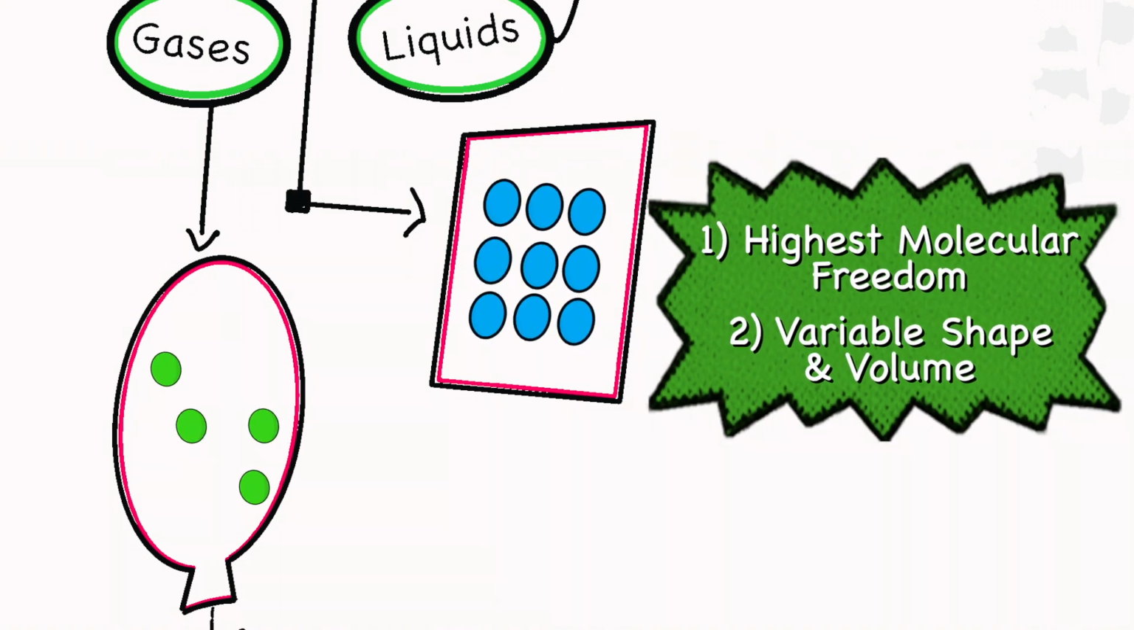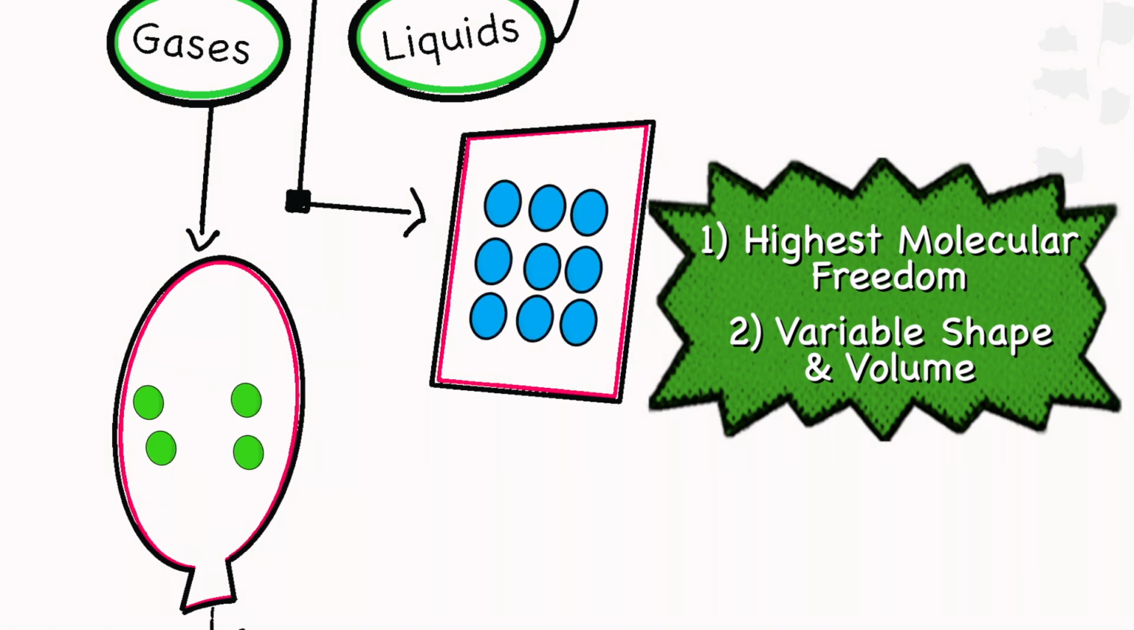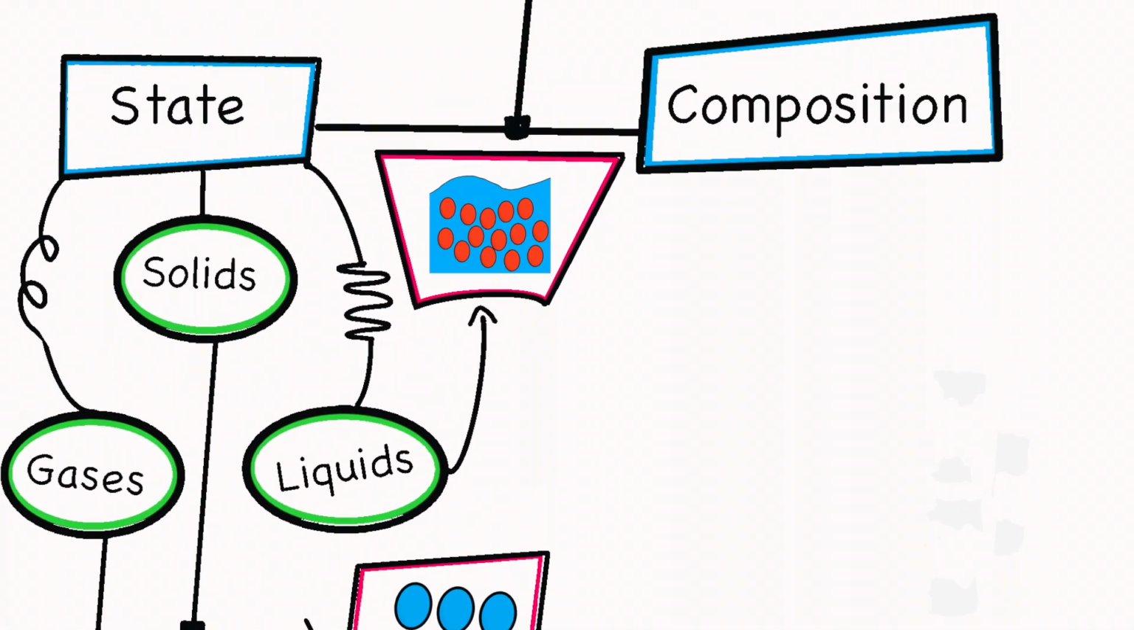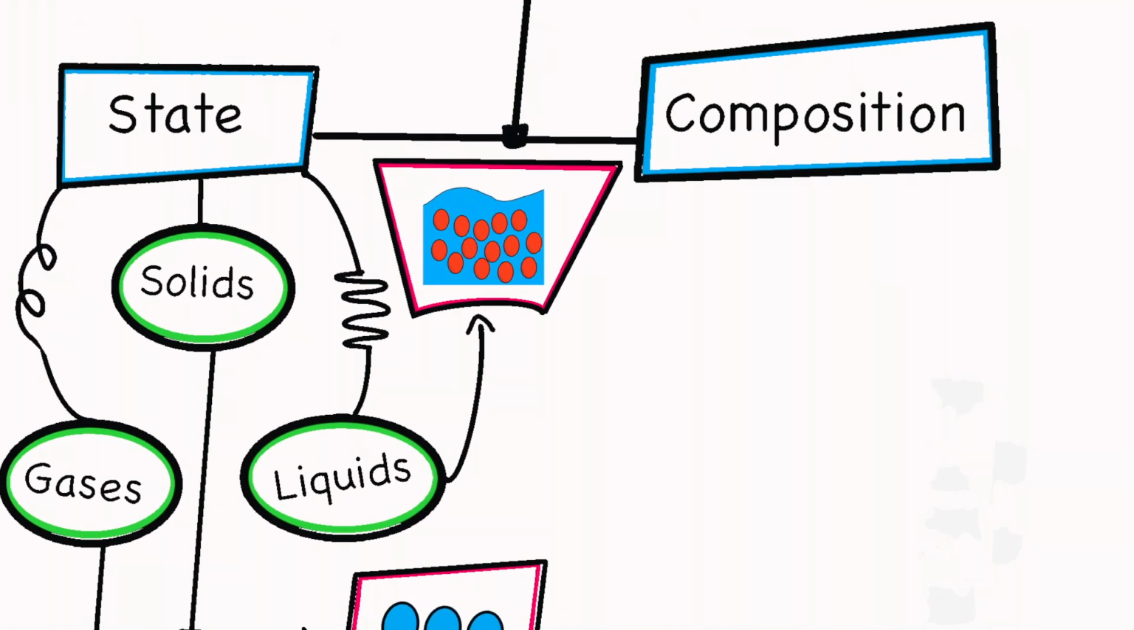Finally, our third state of matter is gases. Gases have the highest level of molecular freedom, and gas molecules will freely move around in whatever container they are in. Gases do not have a specific volume or even shape. This is what would allow you to blow up a balloon and change the shape of that balloon by squeezing it a bit.